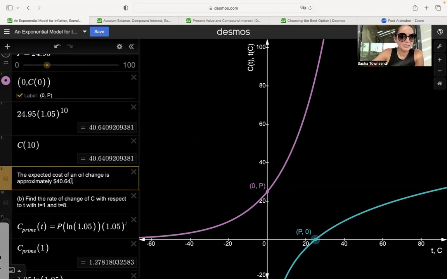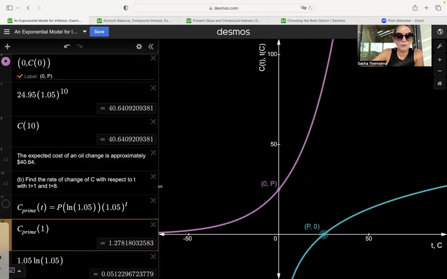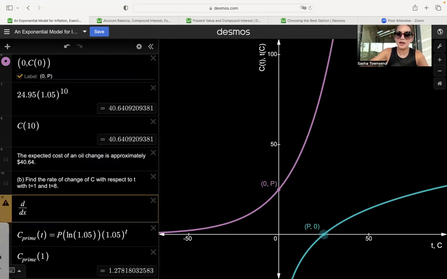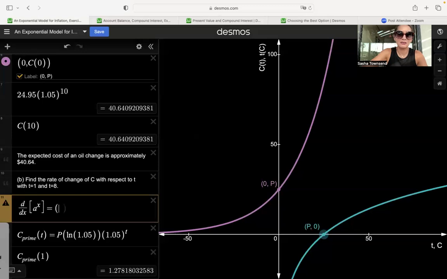Okay, and then it asks us to find the rate of change of the cost with respect to time at t equals 1 and t equals 8. Now, what we have here is p, which is just a constant, times a to the t, and we have that differentiation rule. The derivative of a to the x with respect to x is natural log of the base times a to the x. We've talked about that rule, we've derived it.